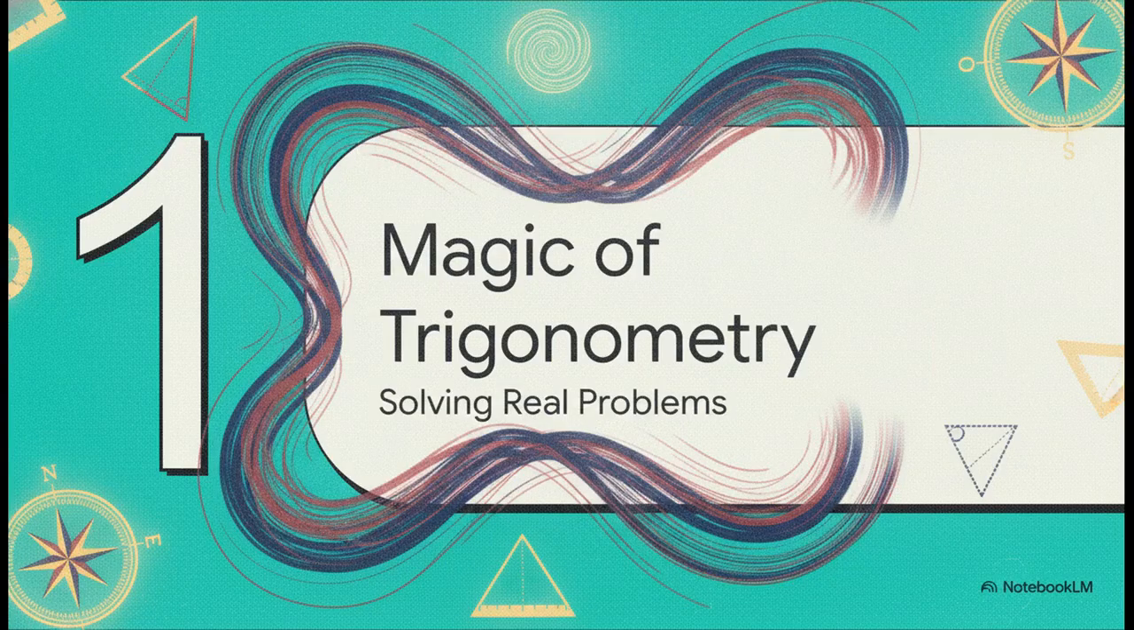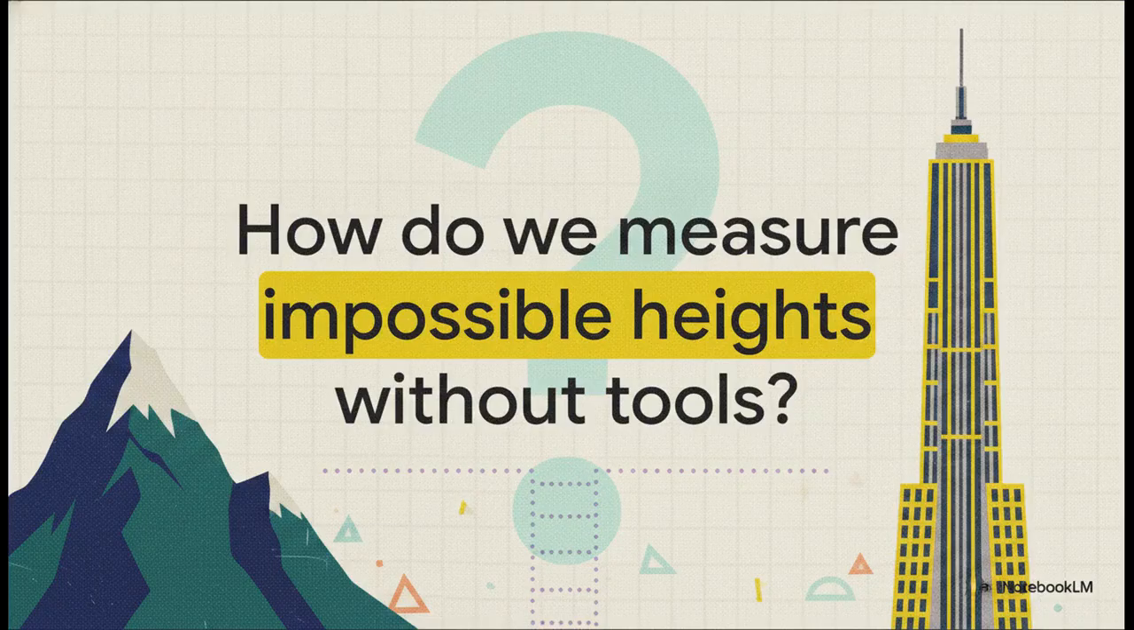Okay, Section 1. The magic of trigonometry, solving real problems. So how exactly do we measure the impossible? I mean, think about it for a second. If you're standing at the base of a towering skyscraper, or looking way up at the peak of a majestic mountain, you can't exactly drop a giant tape measure from the clouds to figure out how tall it is. And yet we know exactly how tall Mount Everest is, right? We know the exact height of the world's tallest buildings. How can math serve as our invisible ladder to reach these impossible heights? Well, that's the exact problem trigonometry was built to solve.